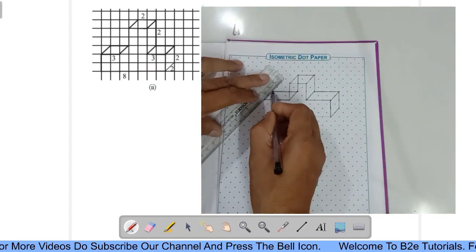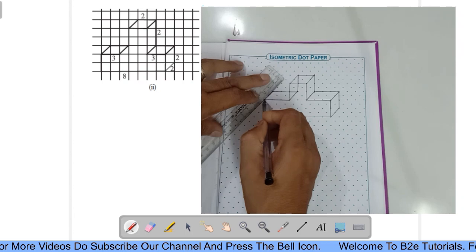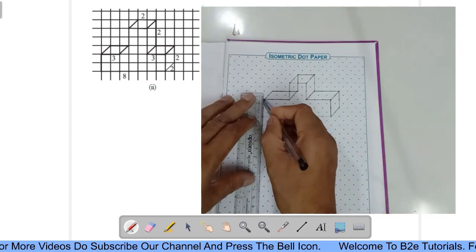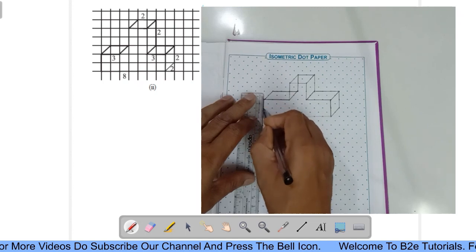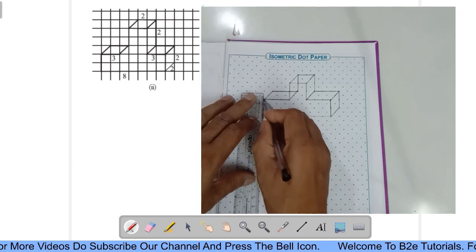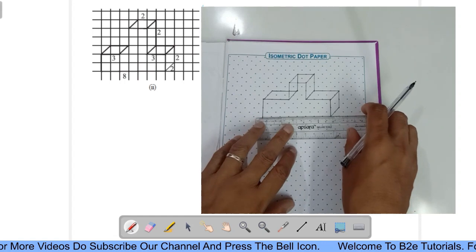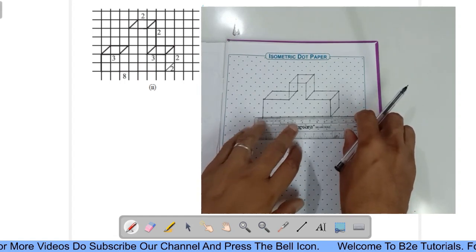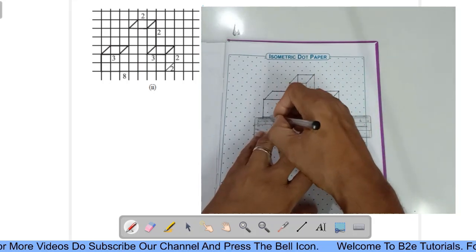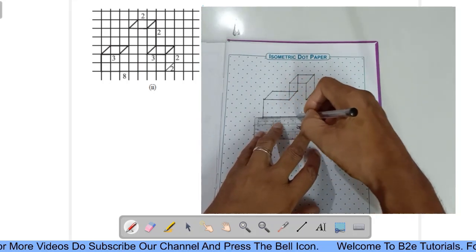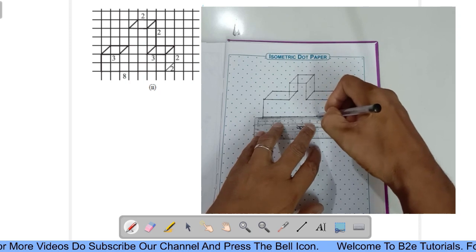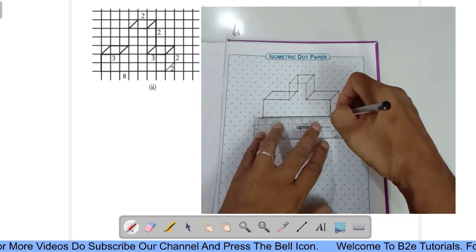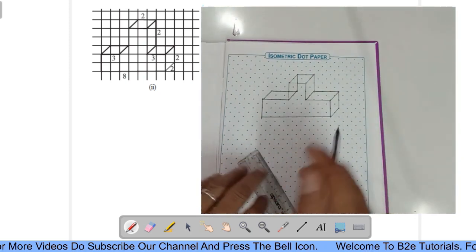Then from here again take 2 dots, join this. Then from here 2 dots, 1 and 2, join this. And here you will get 8 centimeter, that is 8 dots, that is 1, 2, 3, 4, 5, 6, 7 and 8. This is your isometric figure.